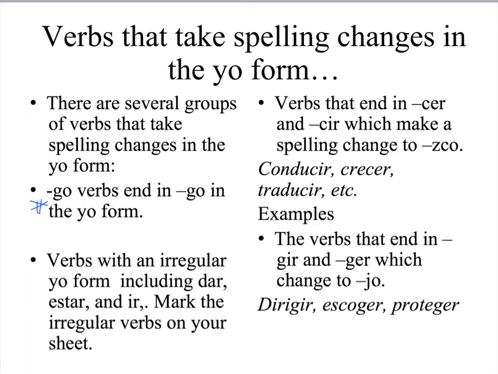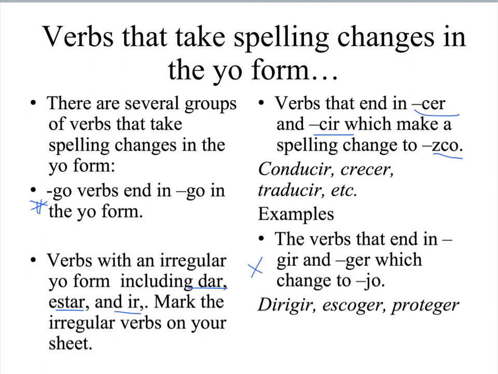The second group is that we have a group that's just irregular. These include dar, estar, and ir. These verbs simply don't follow the rules and just have to be memorized. A third group that we have is verbs that end in CER and CIR that make a spelling change to ZCO. Examples of those verbs would be conducir, which the yo form would be conduzco, crecer, cresco, traducir, traduzco.